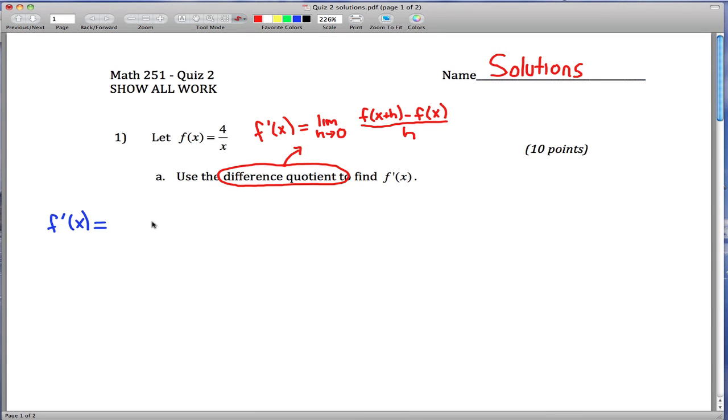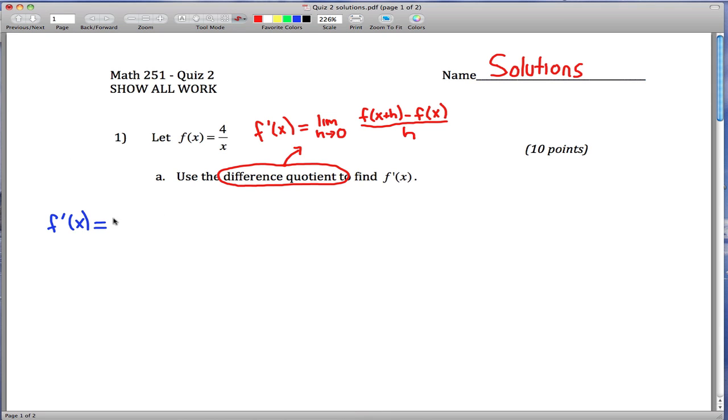All right, here's quiz 2 solutions. Question number 1. We start out, we're being asked to use the difference quotient to find f prime of x. To save a little time, I wrote the difference quotient up here. It's the limit as h approaches 0 of f of x plus h minus f of x over h. Something that hopefully everybody had memorized coming into the quiz.